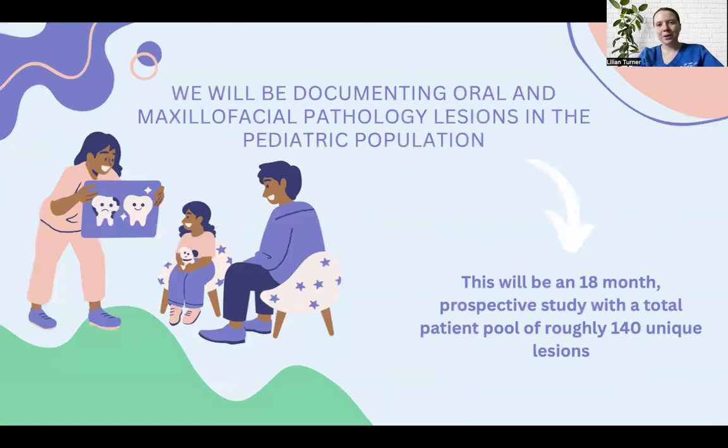So in our study, we're going to be documenting oral and maxillofacial pathology lesions that we see in the pediatric population. So all in all, this is going to be probably about an 18-month study with about 140 unique lesions. So what I mean by unique lesions is if a patient comes in 1 week and they have an aphthous ulcer, and then they come back 3 weeks from now and they still have that ulcer, I am not going to be including that twice in my research.